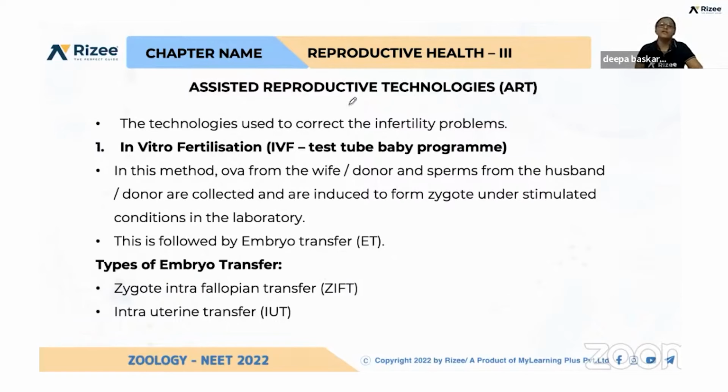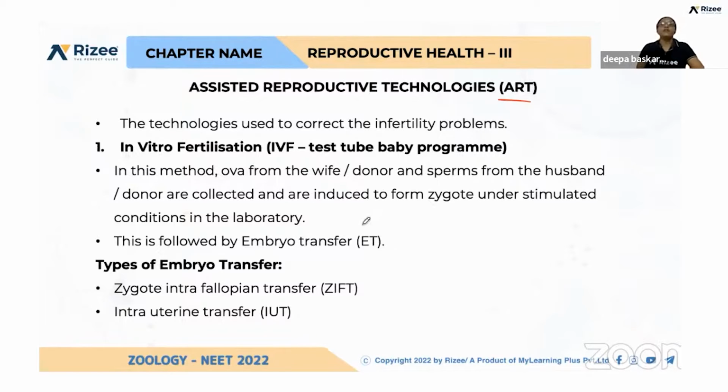So what are the assisted reproductive technologies available? Let us see one by one. There are so many technologies available based on the problems which are existing in the couple. As I told, in some cases the female also has some problem, or else in most of the cases males are having problems with this infertility.